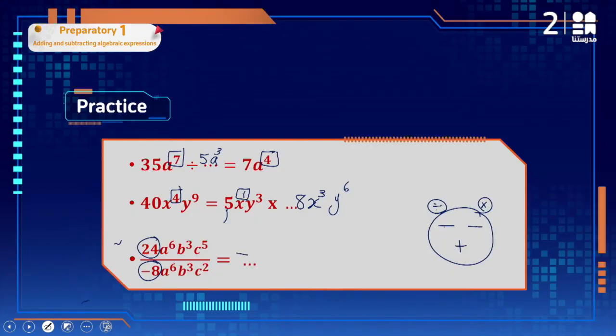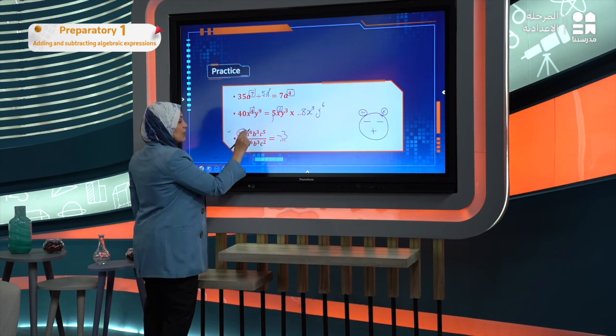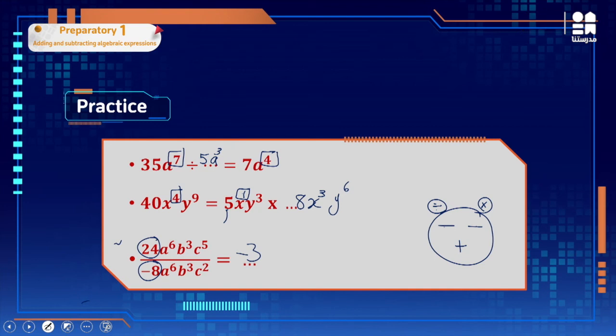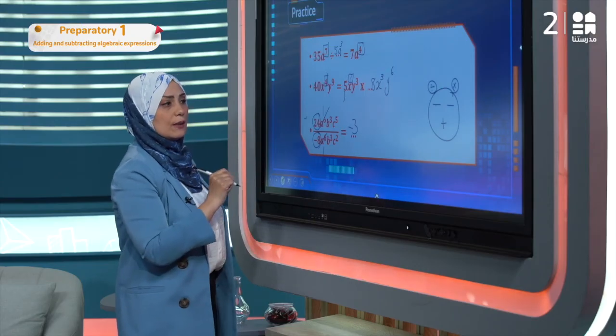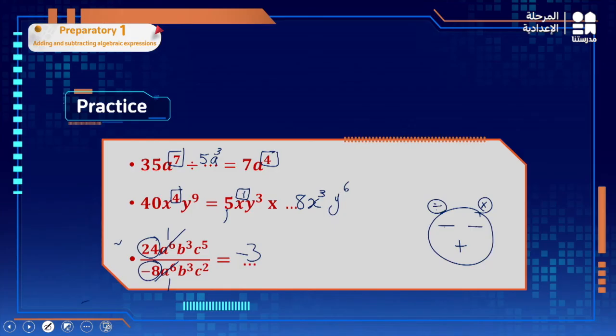24 divided by 8 is 3. We finished the coefficients. Now, a to the power of 6 divided by a to the power of 6. Any number divided by itself equals 1. So we are going to cross out a to the power of 6, which gives us 1. What about b? b to the power of 3 over b to the power of 3, also 1. If we have the same variable with the same exponent, it will give us 1.